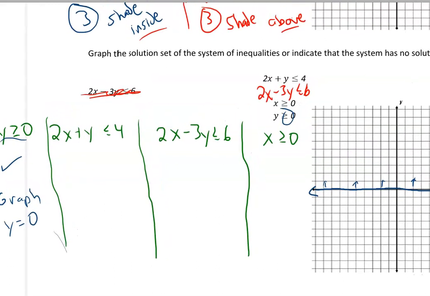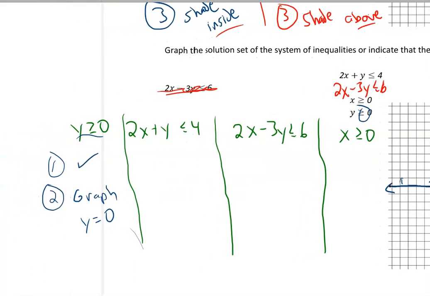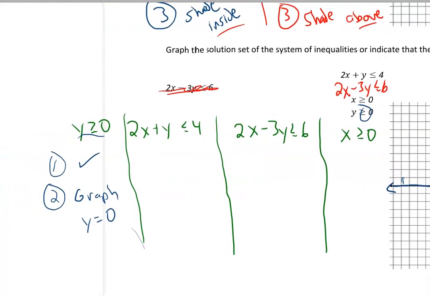Let's go ahead and do this one next. I'll just keep going in order here. So this one we're going to solve for y by subtracting the 2x to the other side. We get y is less than or equal to 4 minus 2x.